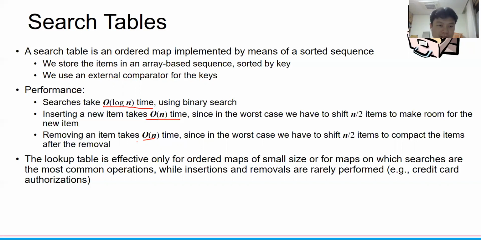So the lookup table is effective only for ordered maps. So what are ordered maps? Ordered maps means you have ordered keys of small size, or maps for which search is the most common operation, and insertions and removals are rarely performed. For those it is O(n), so it takes more time than log n. So using ordered maps is recommended if you are going to search more than insert and remove.